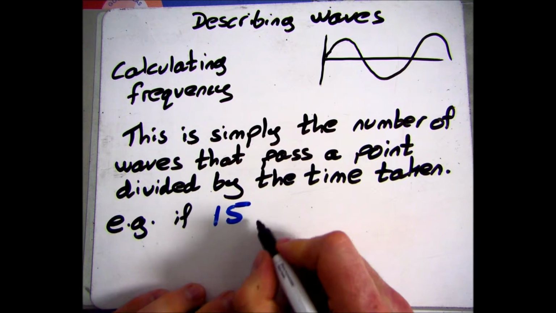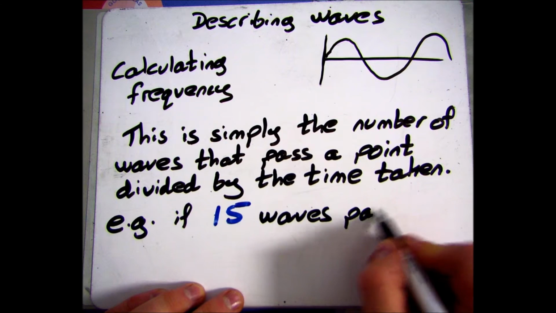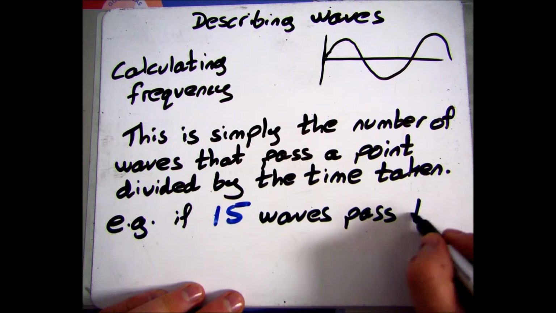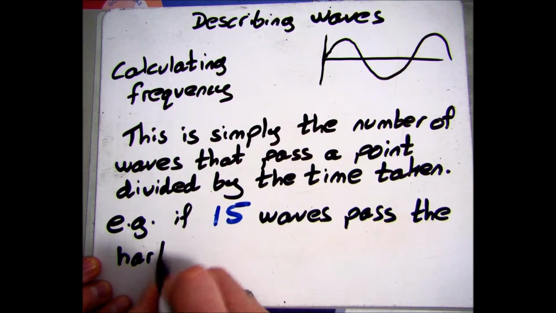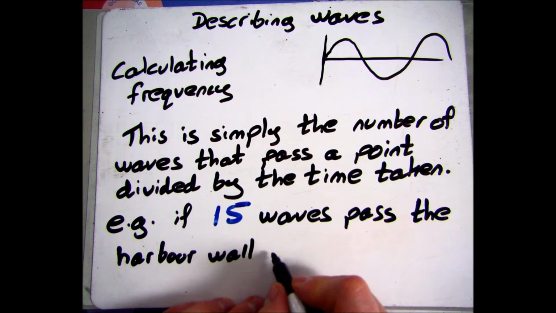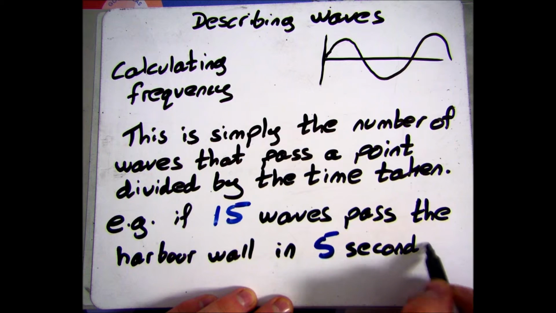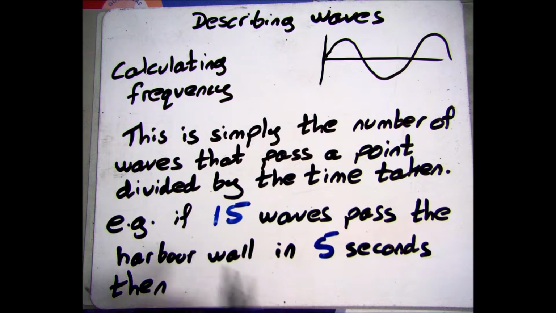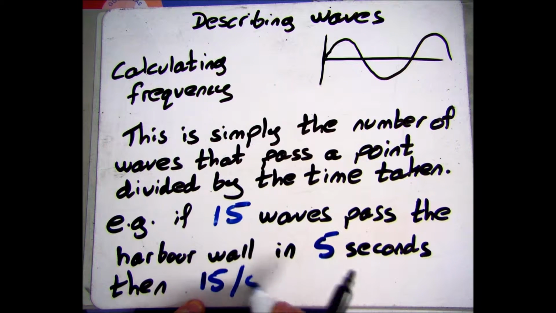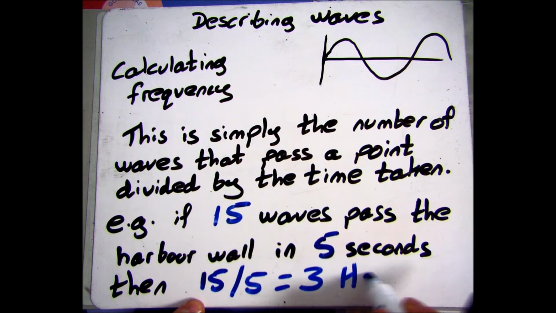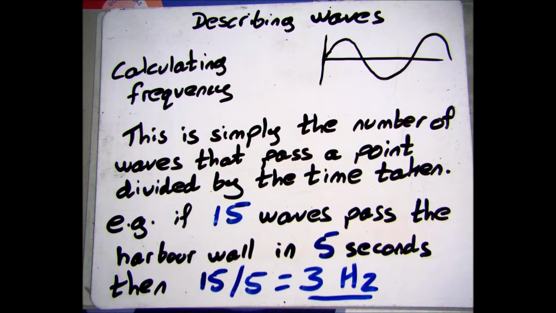For example, if 15 waves were to move past the harbour wall in a 5-second period, what would be the frequency of those waves? Well, we've got the number of waves, which is 15, divided by the time taken for those waves to pass, which is 5. 15 divided by 5 equals 3 hertz. That's 3 waves per second.